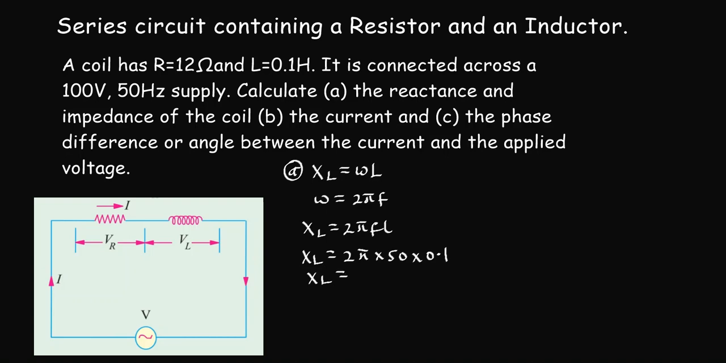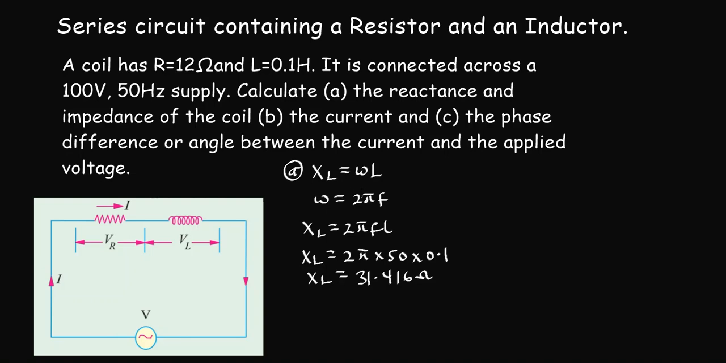We have 2 pi times 50 times 0.1. This gave me an answer of 31.416 ohms. So this will be the inductive reactance for the inductor. And then we've been asked to calculate the impedance also, so let's look at how you're going to calculate this.